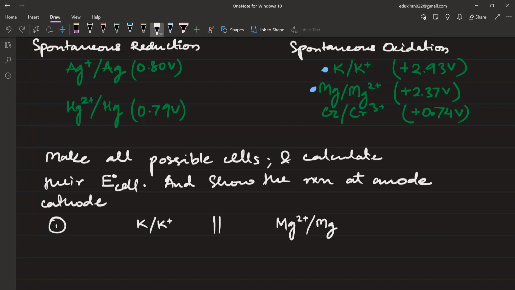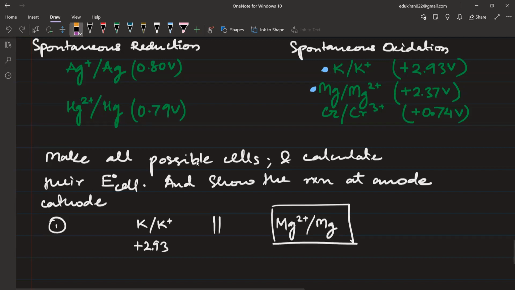Cell representation is done. Now tell me how much energy am I getting or it is requiring. What is the electricity change K to K plus? How much electricity is it giving to me? K to K plus is 2.93, yes, plus 2.93. What about Mg to Mg2 plus? How much electricity is this giving? Nawal, tell me. Minus 2.37. Very good. Minus 2.37.